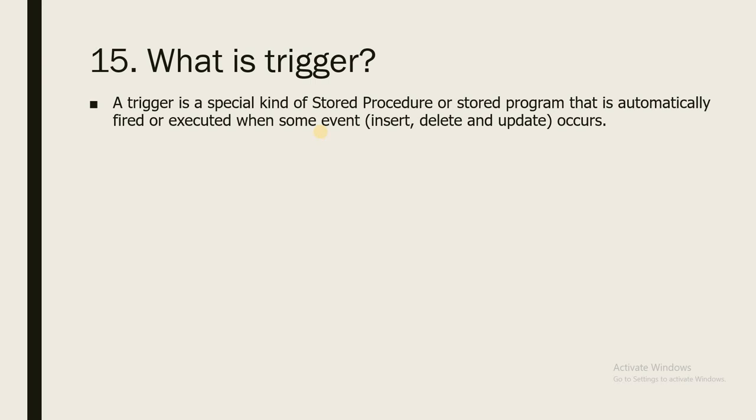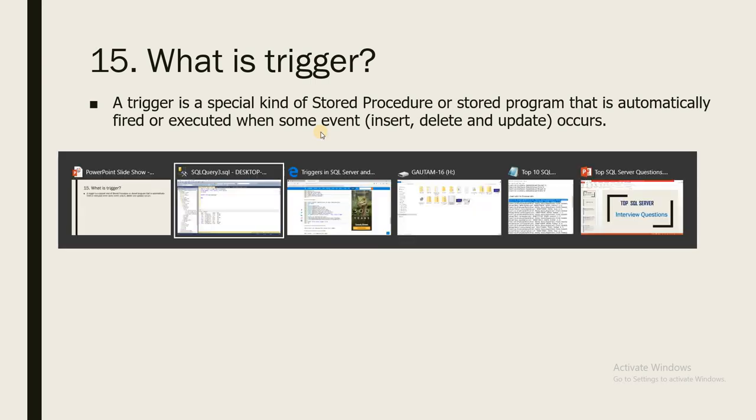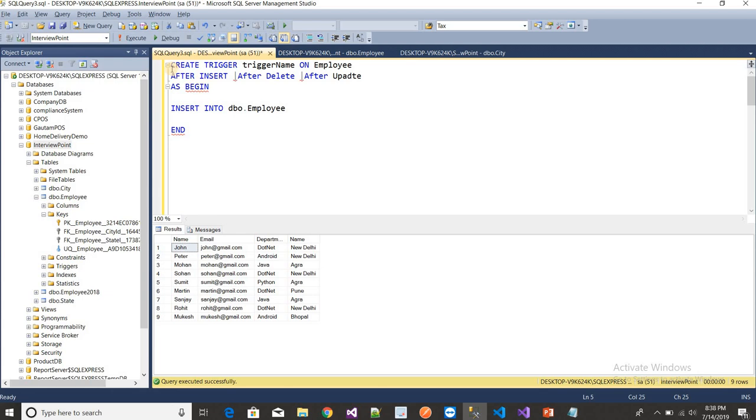Okay, so when we want to perform some action after insert, after delete or after update, at that time we can use a trigger. I am just going to show you the trigger syntax. We can create the trigger like that: Create trigger, here it will be the trigger name, on table name, here employee, I am using my table, and after insert, after delete, then update, like that we can use.